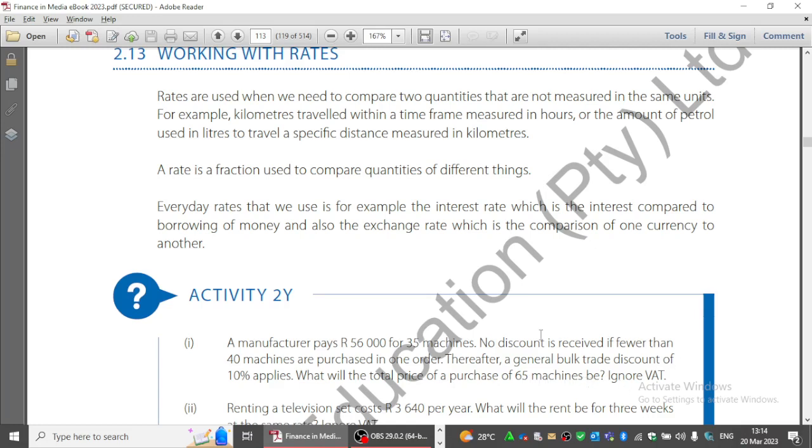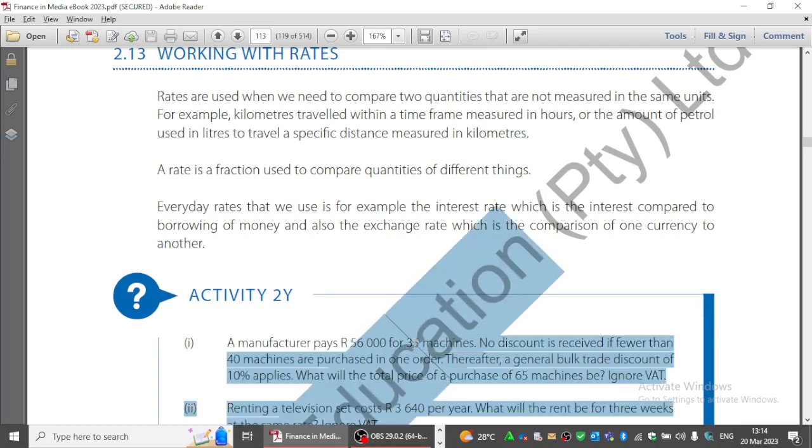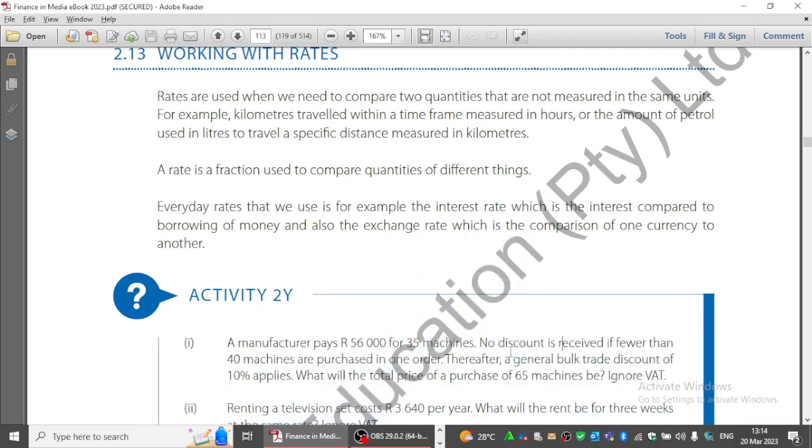Ignore VAT. So if we were to buy 35 machines, based on this company policy, it says that no discount is received if fewer than 40 machines are bought. So meaning that they have got a limit to give discount, to say that if we were to buy 40 machines, you're not gonna receive any discount. But if you buy 41 machines, any machine thereafter, which is above 41, will actually get to earn a discount.